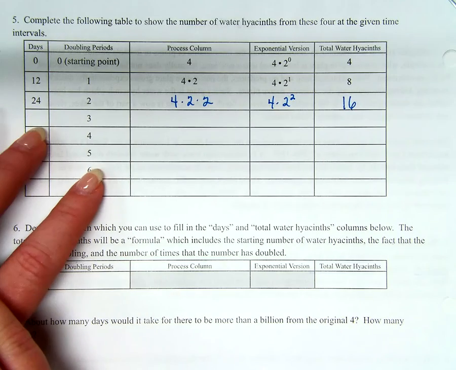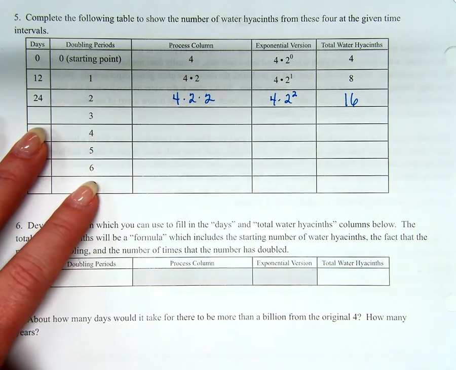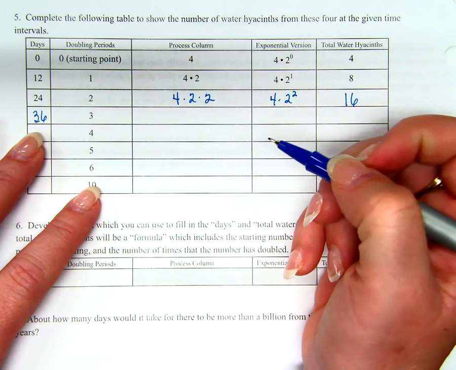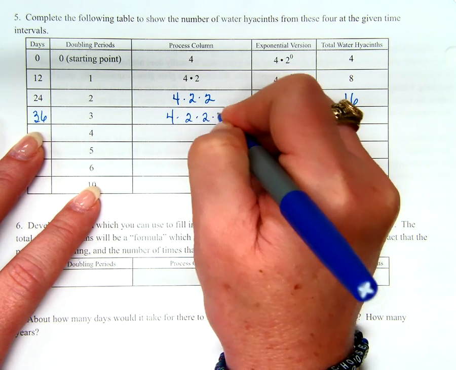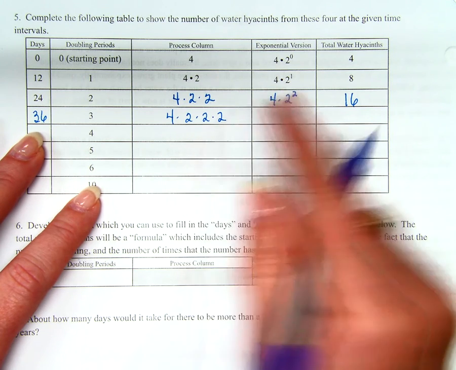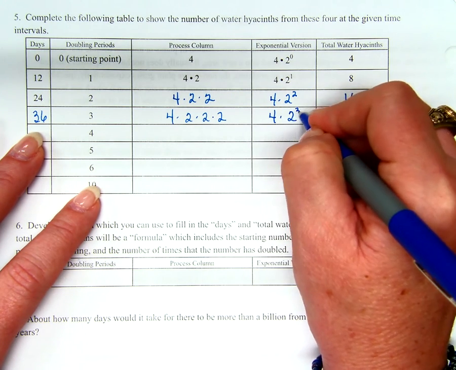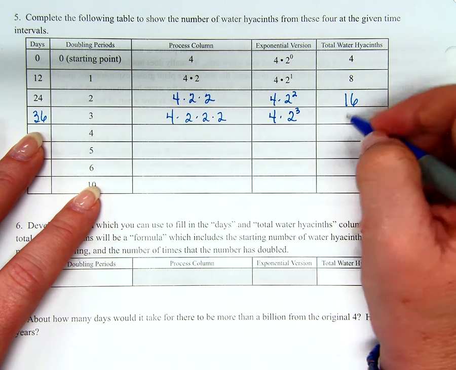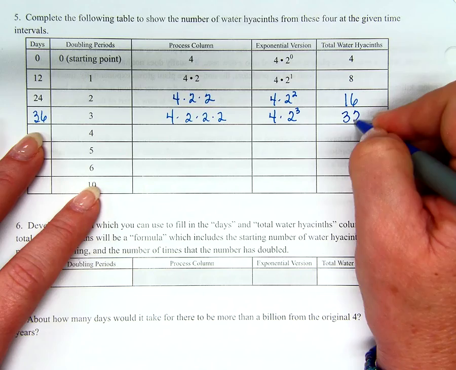So how many total water hyacinths is that then? 16. So after 3 doubling periods, how many days has that been? 36 days. My process column looks like 1, 2, 3. Because there's been 3 doubling periods. My exponential column looks like 4 times 2 to the third. And my total number of water hyacinths is what? 32. Excellent, 32.